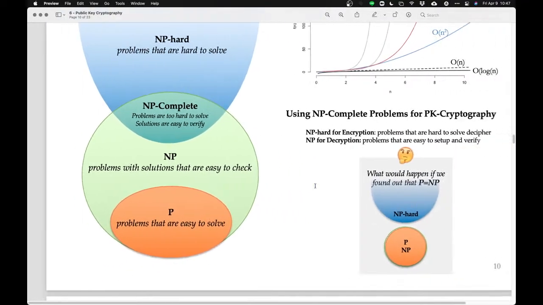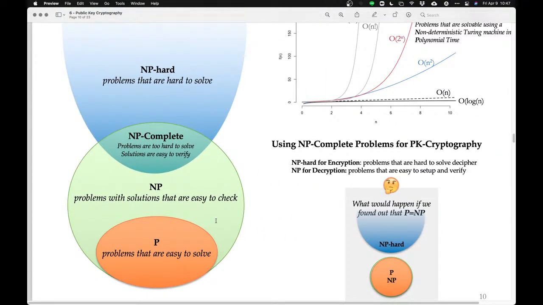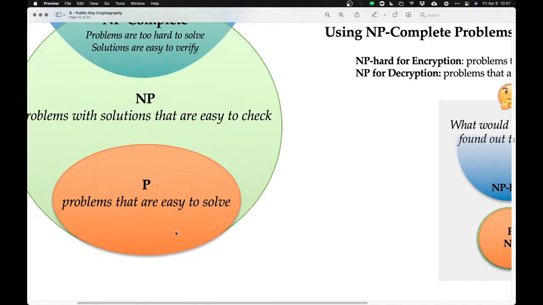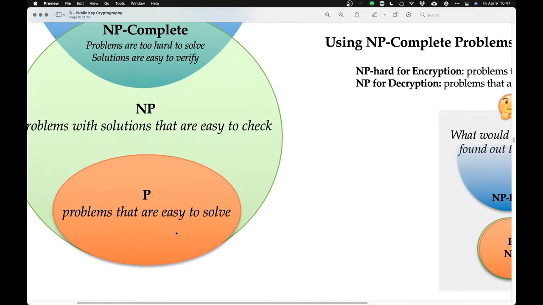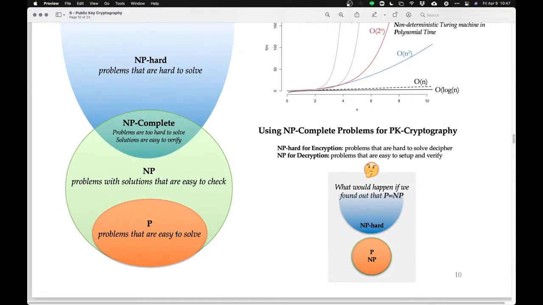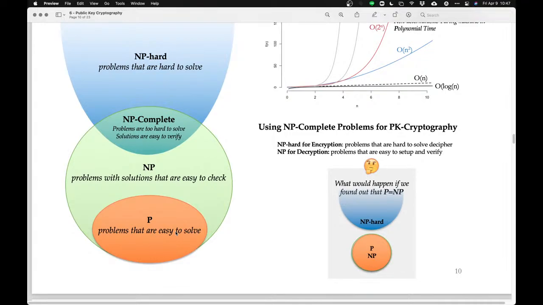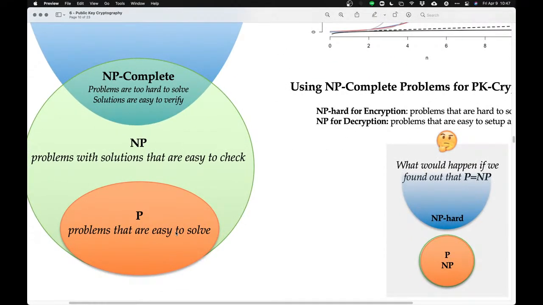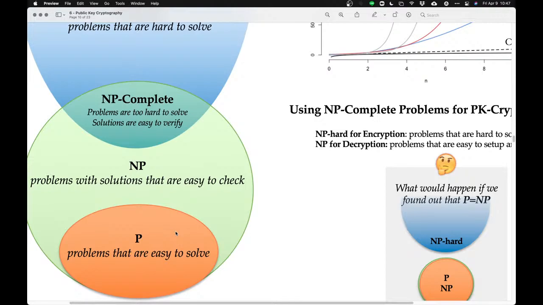If you look at the diagram I showed you, it looks like there are problems that are easy to solve, and all problems that are easy to solve, called P, are also easy to check. Right? We believe that. However, I am presuming that there are problems that are easy to check, but not easy to solve. And some of them might even be hard to solve. However, we do not, to this date, have a mathematical proof of this.